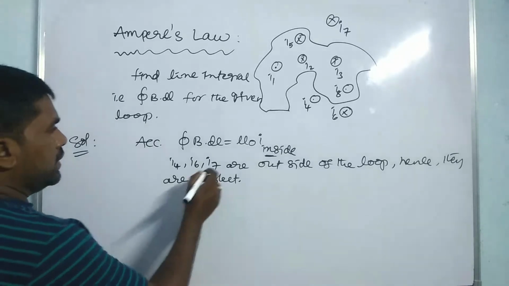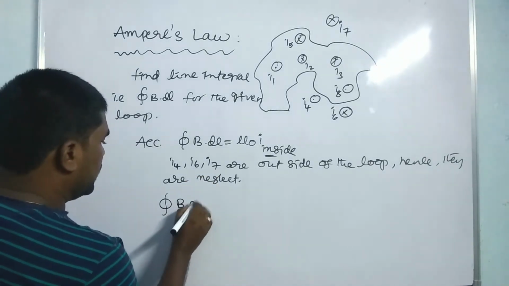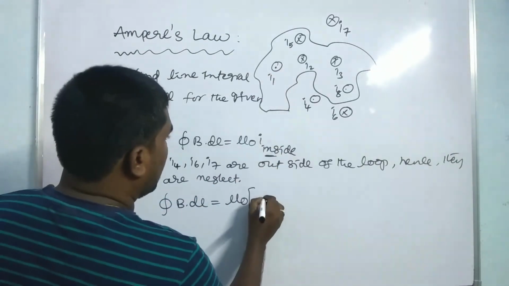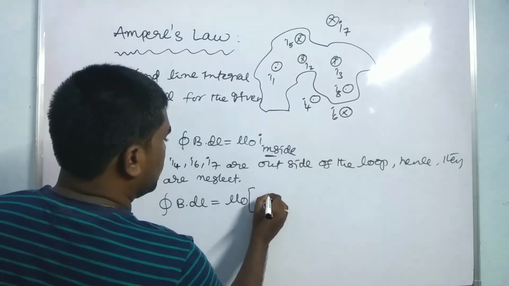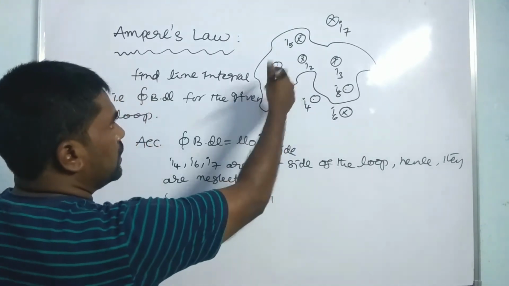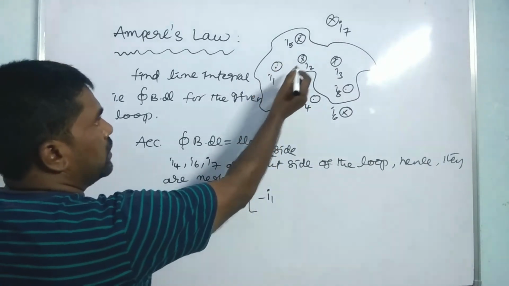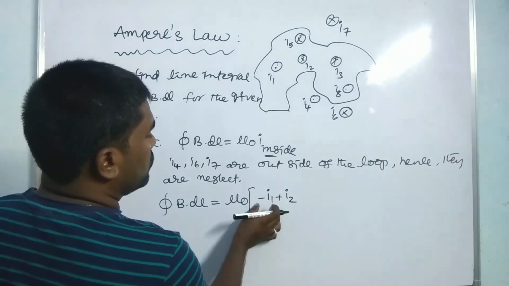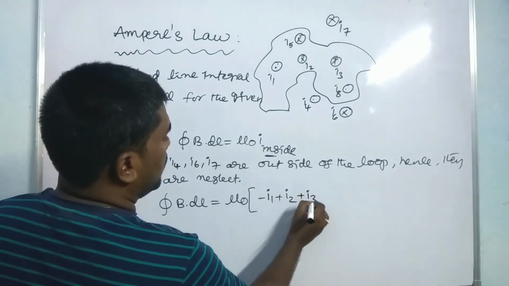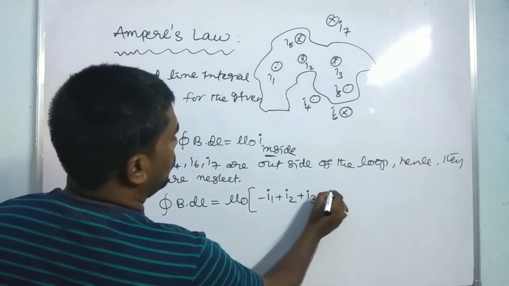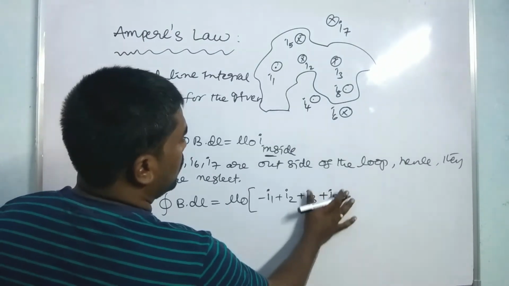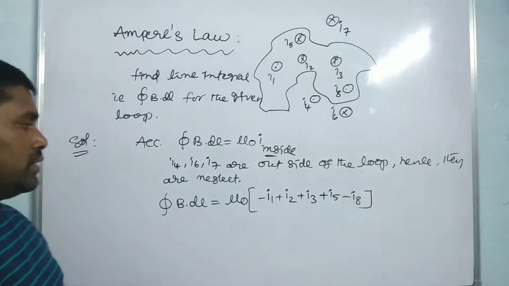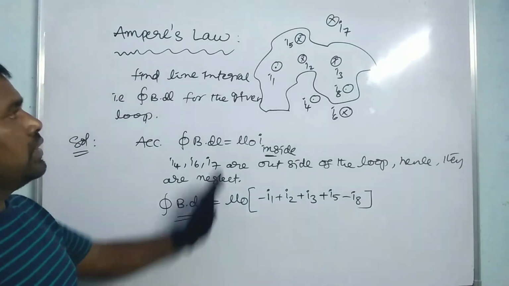Okay, now let us write. The circle integral B dot dl is equal to mu naught into I inside, which is minus I1, because this one is outward. This symbol is inward. Inward gives the positive sign, outward gives the negative sign. Then plus I3, plus I5, and minus I8. So this is the line integral in this loop.